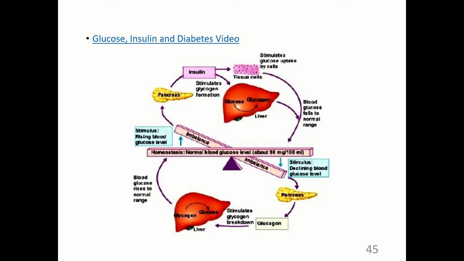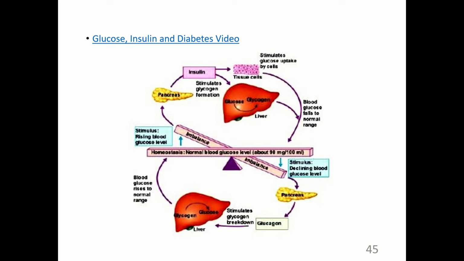Insulin will do a couple of things. It will stimulate the glucose uptake by the cells of the body, and it will also stimulate glycogen formation in the liver. And this brings the blood glucose back to normal range. The cells can use the glucose to make energy, and they can store the rest as glycogen.